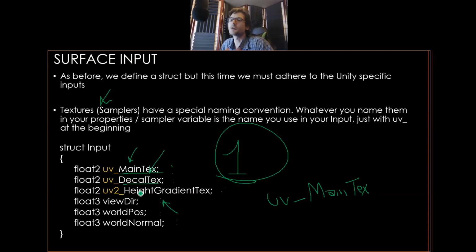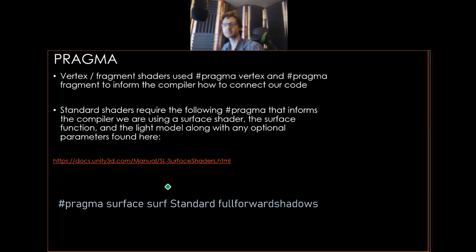Whatever you call it. Here I do _HeightGradientTex instead, and I want to sample a different UV set. So I make sure it's whatever UV set I want. And of course, that height gradient texture value as well. Then of course here, I'm just adding a few more. This is just so you have something for reference.